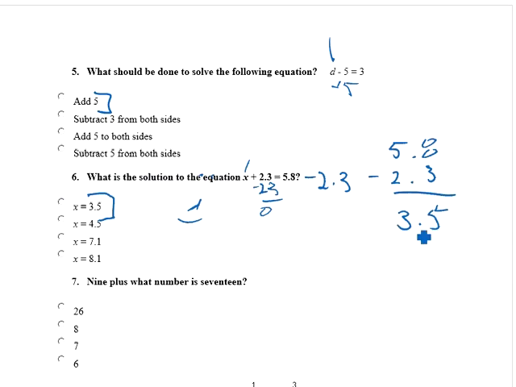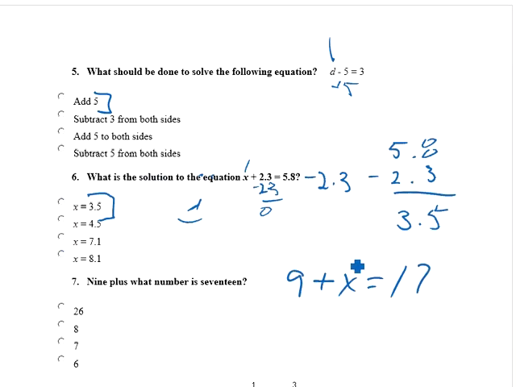Yeah, and 3.5 plus 2.3 is 5.8. Number 7: 9 plus a number equals 17. First I made the equation.